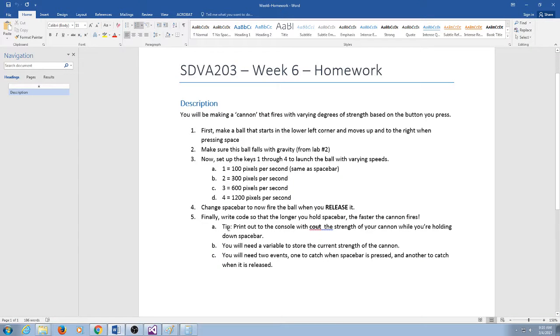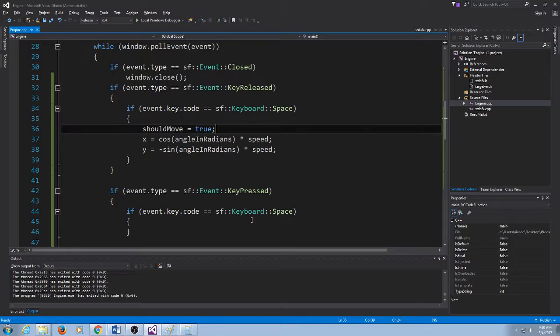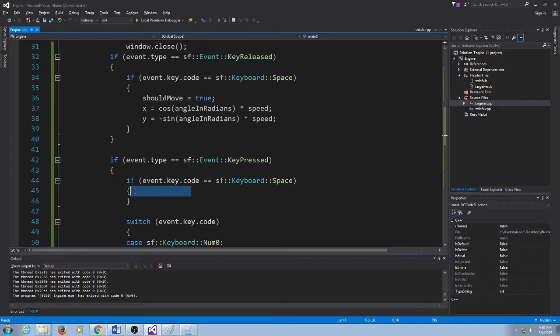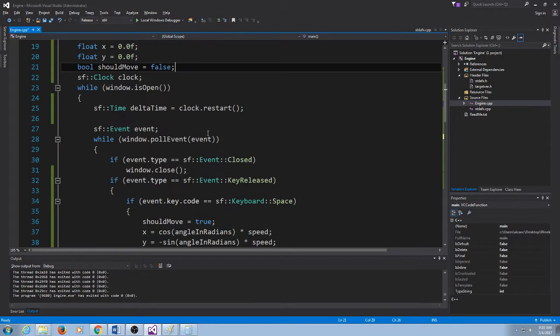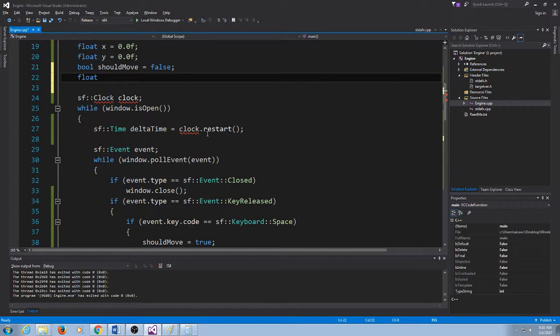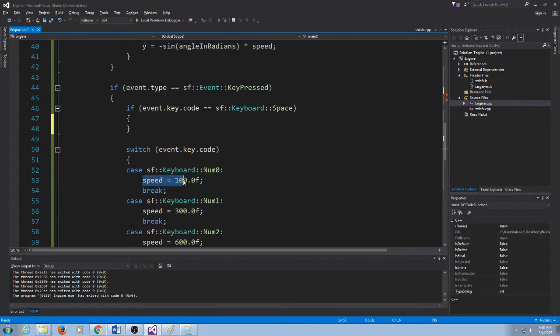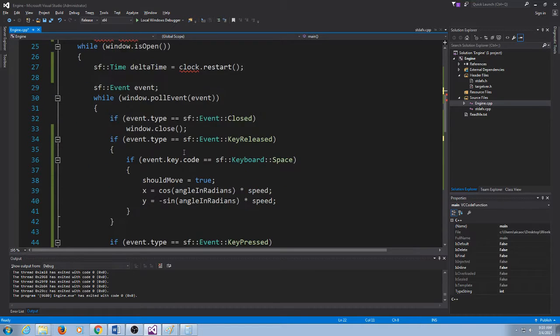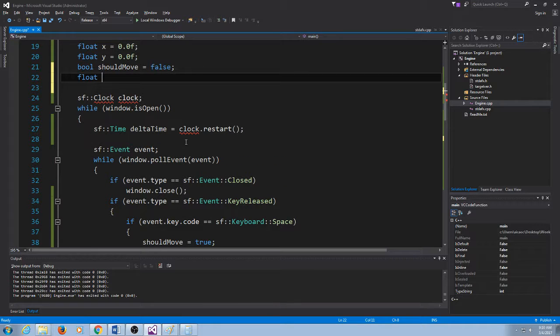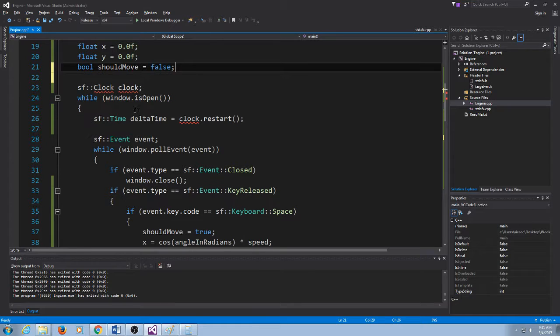Okay. Now, once I have it so that pressing the spacebar doesn't fire it, but releasing it does, I want to write code so that the longer I hold the spacebar, the faster it fires. So while I'm holding the spacebar down, I want to be accumulating how strong I want this shot to be. This requires us to keep track of the strength of the shot. I recommended in the homework that you print out the strength of the shot. This means you need a variable to keep track of the shot strength. Now, the shot strength here is actually our speed. So we can print out our speed if we want to, or we can have a separate variable for it. I'm going to show you first how to use just the speed variable, and then I'll show you how to use a separate variable to keep track of it.